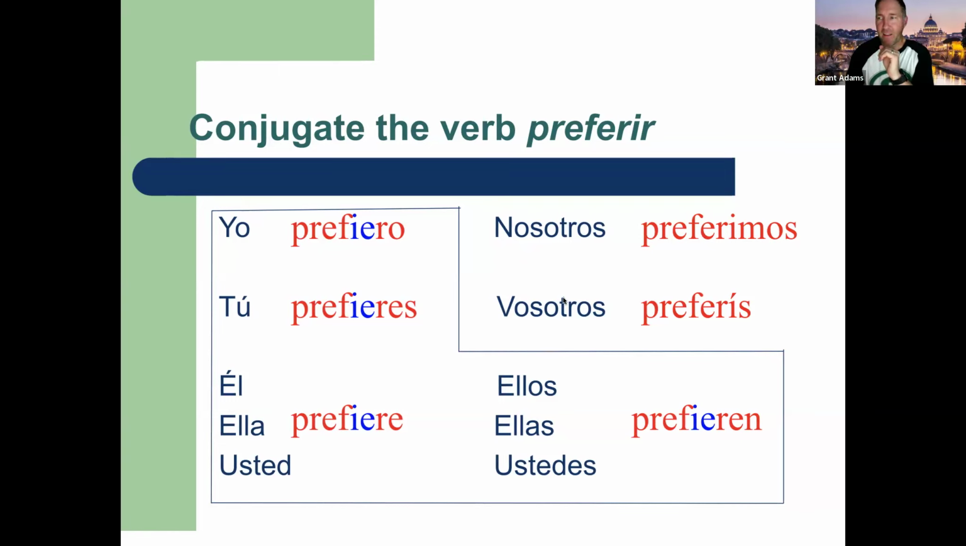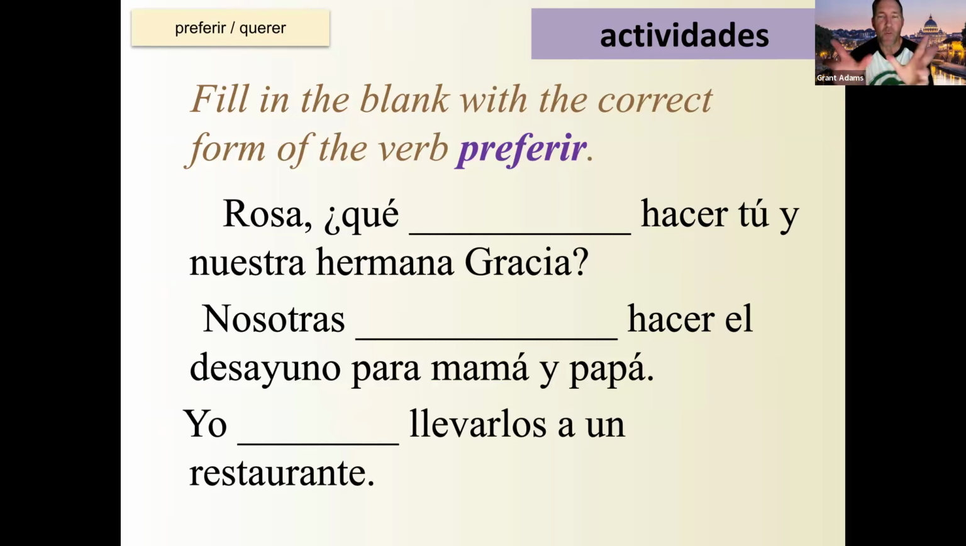Okay. Preferir. Rosa. Excelente. Now, this is a kind of a tricky one. Look at the formatting. ¿Qué blank hacer tú y nuestra hermana Gracia? Listen to that. What do you guys prefer to do? You and our sister Graciela or Gracia. Remember, you're talking, what do you and our sister? How would we conjugate that?